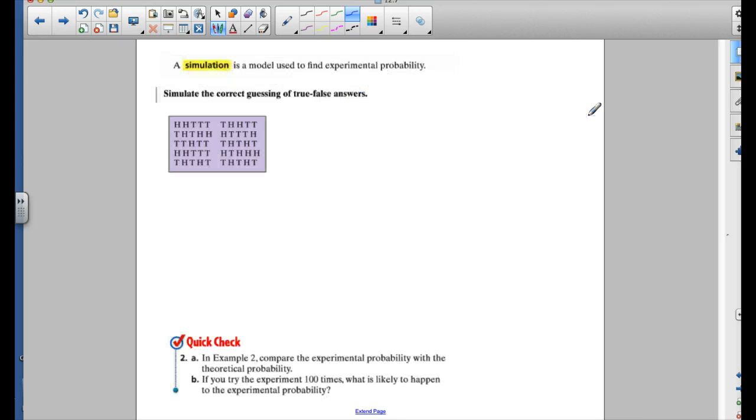A simulation is a model used to find experimental probability. So simulate the correct guessing of true or false answers. So there's heads, tails, tails. Heads would be the right answer, tails would be the false answer. If I went here, how many questions was there? Let's see, 5, 10, 15, 20, 25, 30, 35, 40, 45, 50. So here's a simulation for 50 questions. And what they said on this simulation is that heads is the correct answer, and tails was the incorrect.